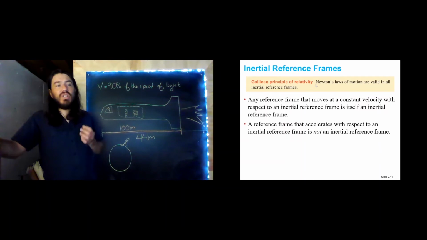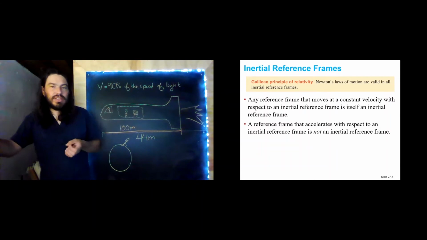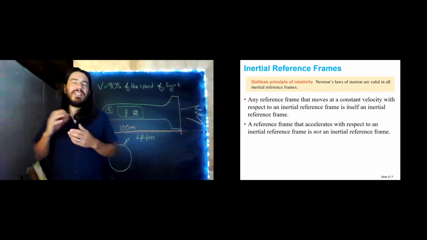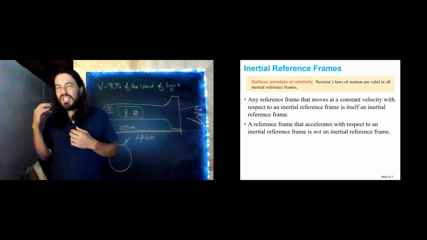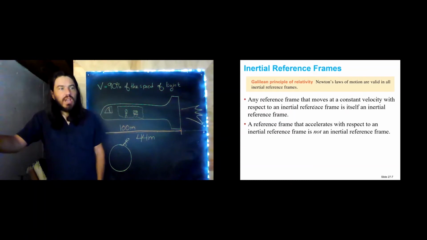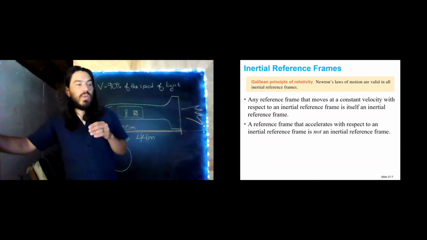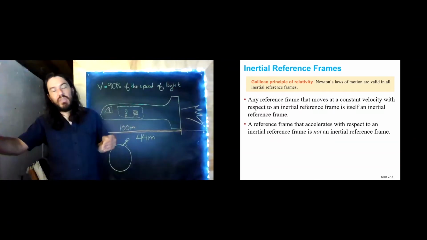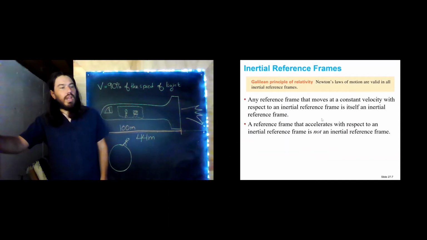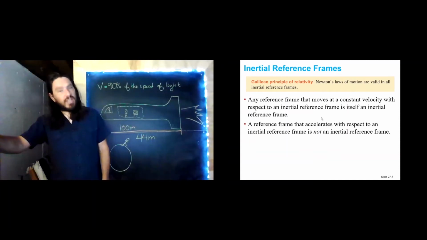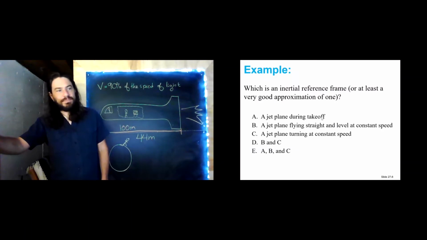What is that? Well, it's that Newton's laws of motion are valid in all inertial reference frames. So this is the Galilean principle of relativity. Basically it says, if I discover the laws of physics in my reference frame, and then I go to another reference frame, then I should discover the same laws of physics. Some notes here. Any reference frame that moves at constant velocity with respect to an inertial reference frame is itself an inertial reference frame. Again, an inertial reference frame is just a reference frame that moves at constant velocity. And any reference frame that accelerates is not an inertial reference frame.